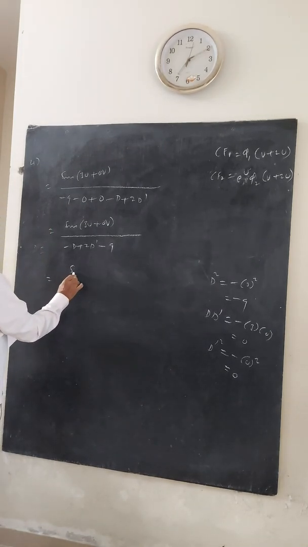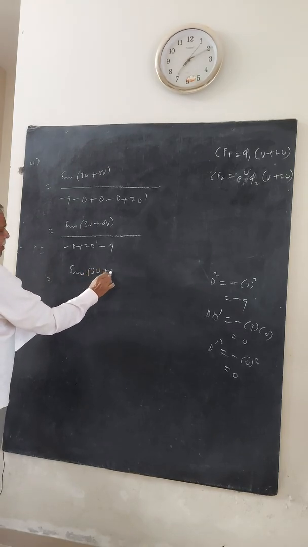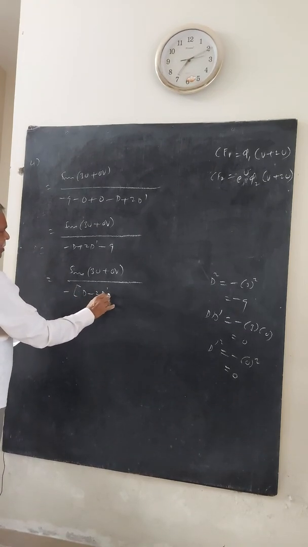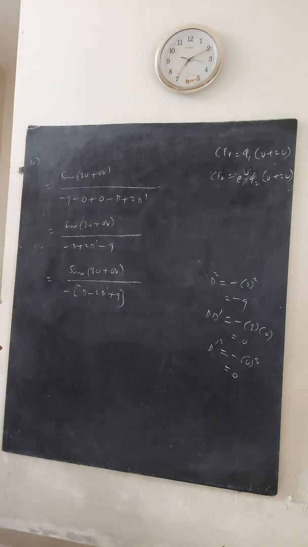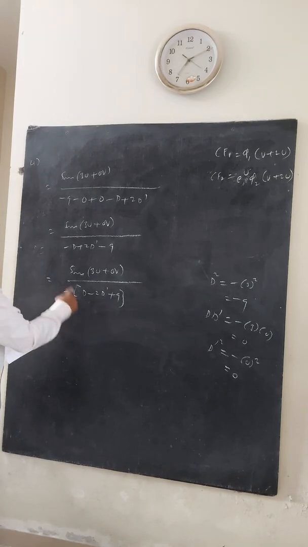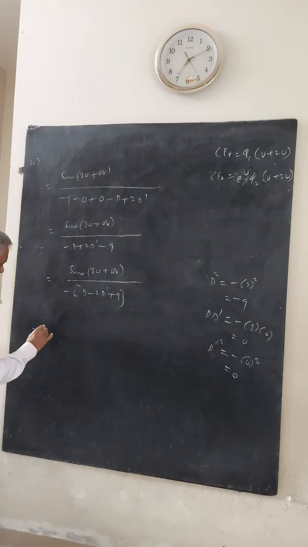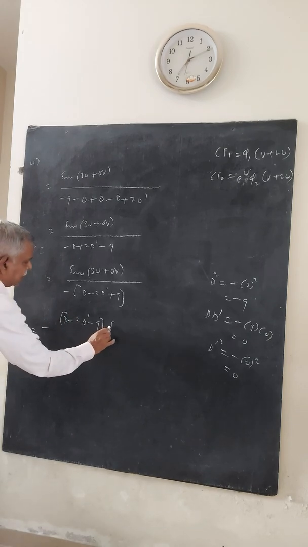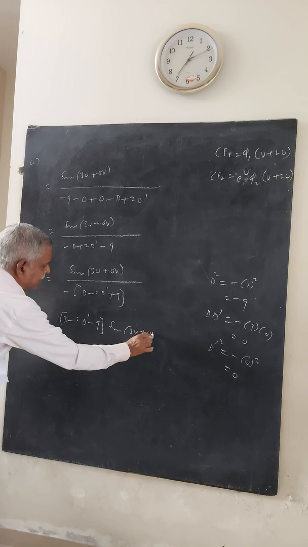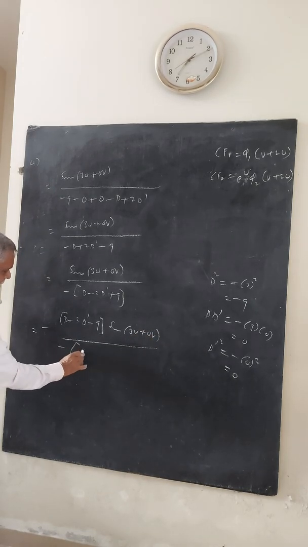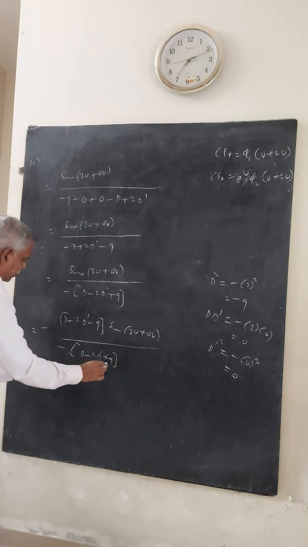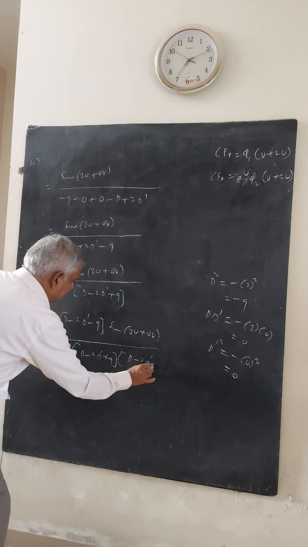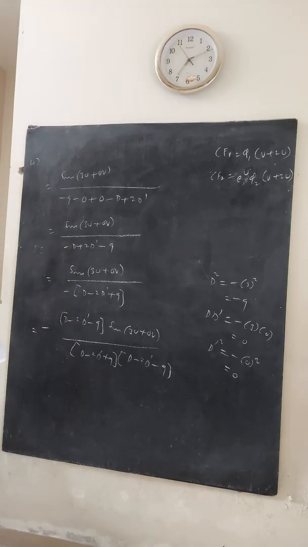Equal to sine 3u plus 0v divided by negative, take out, D minus 2D dash plus 9. Its conjugate is D minus 2D dash minus 9. Multiplying and dividing by the conjugate of the denominator: negative outside, D minus 2D dash minus 9 sine 3u plus 0v divided by D minus 2D dash plus 9 into D minus 2D dash minus 9.